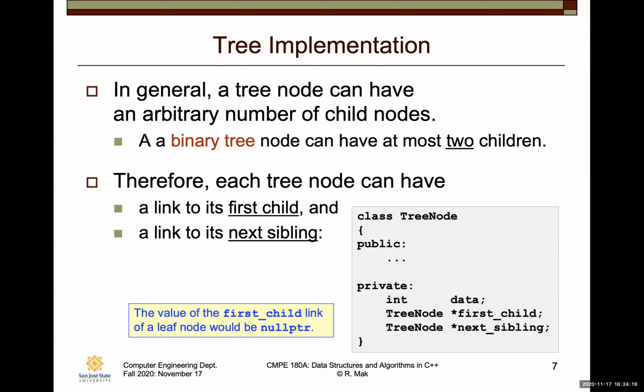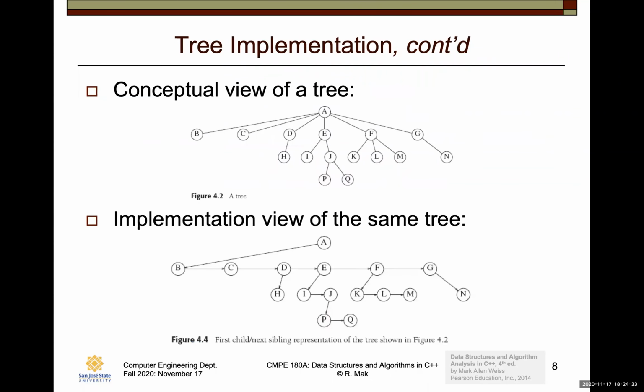So now what about a leaf node? A leaf node has no children. Therefore, for a leaf node, the first child link would be a null pointer. All right, so here's what it would look like. This is the conceptual view of the tree. This is how it's actually implemented.